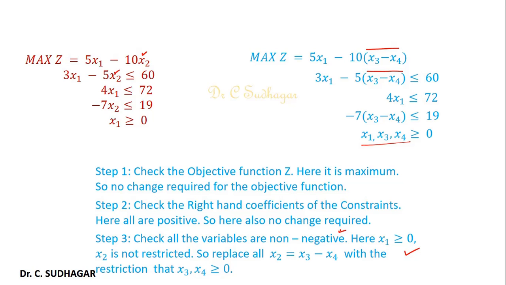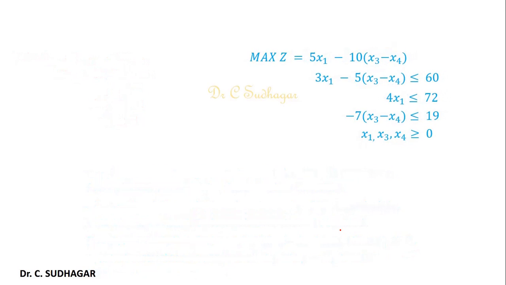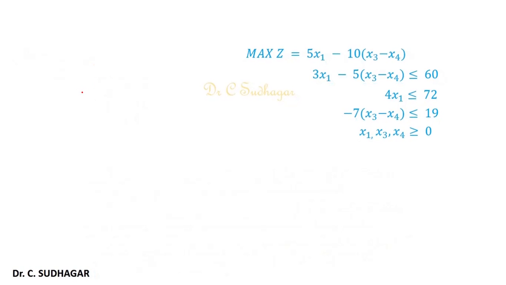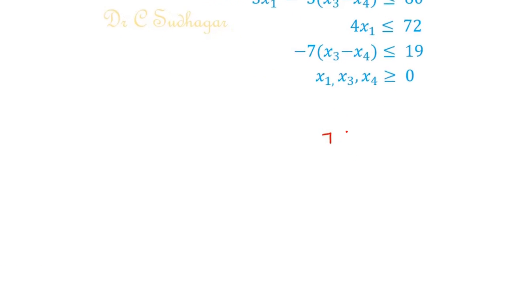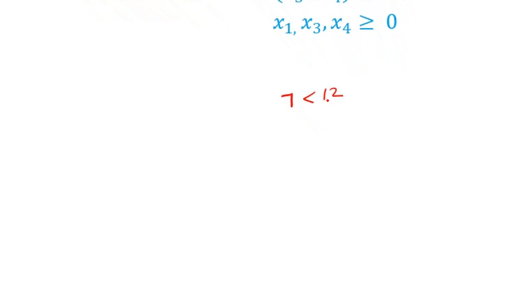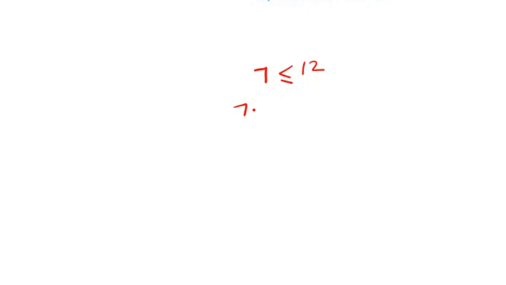Now the next step, we are going to convert the inequalities into equations. So how to convert it? By the same method we used in the simplex method. Whenever a number is less than some other number, we have to use a slack variable here. 7 plus s1 equal to 12. Okay. So the slack variable can be any positive number greater than 0.